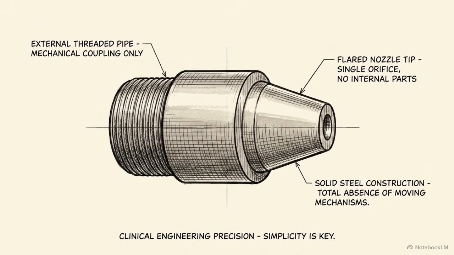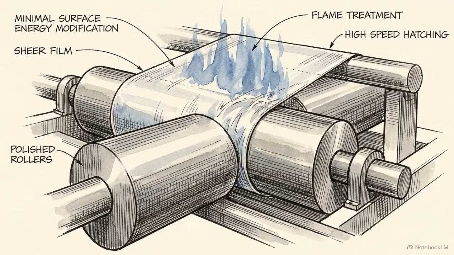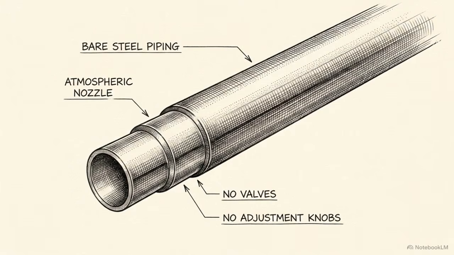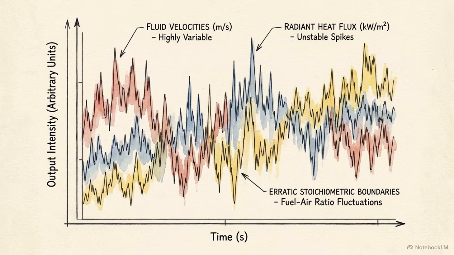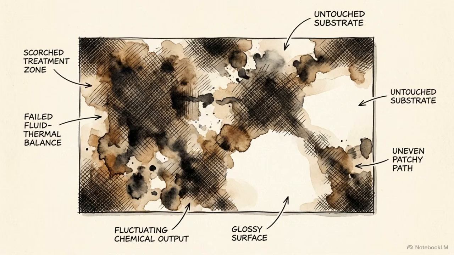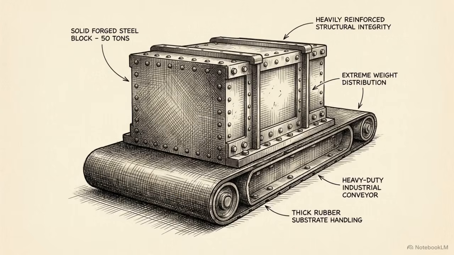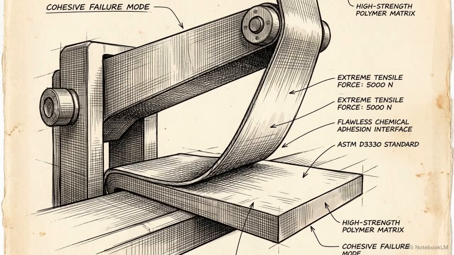material. Because they rely on surrounding air, these burners are mechanically simple. They are deployed on high-speed film webs requiring low capital expenditure and only modest increases in surface energy. But ambient air is unpredictable. This setup offers no independent mechanical control over the equivalence ratio, the bulk velocity of the gas, or the radiant heat flux hitting the substrate. Without independent control over the exact ratio of air to fuel, the chemical output fluctuates. Applications requiring uniform chemistry, handling thick substrates, or demanding adhesion standards.